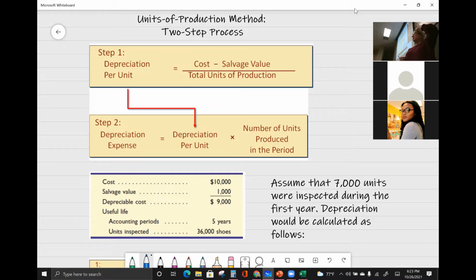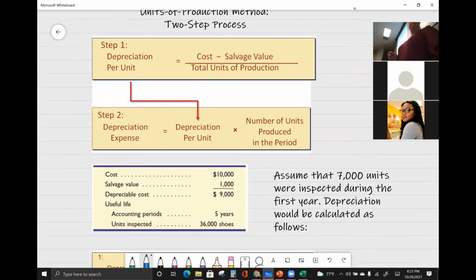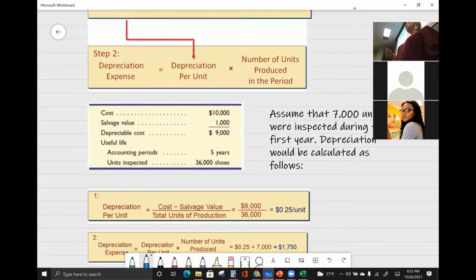We're going to take the cost less the salvage value, divided by the total units of production. The problem is going to tell you how many units you're expecting to produce in total. So once we do that, we know the depreciation per unit. Then the problem's going to have to tell you how many you produced that year. So we take the depreciation per unit times the number of units produced for that period, and that will give you your depreciation expense.